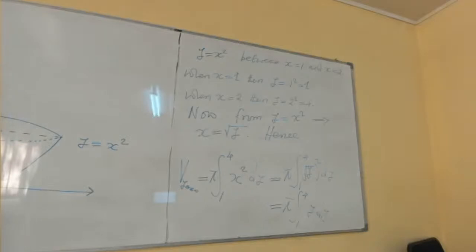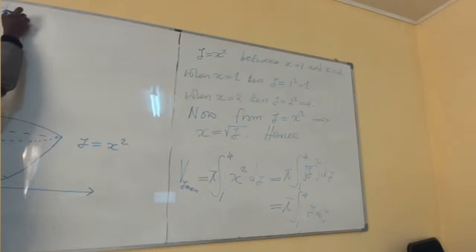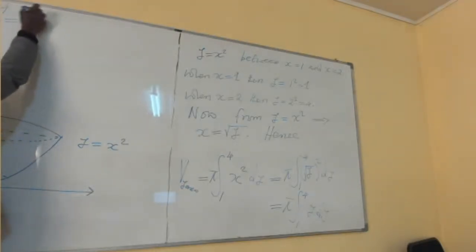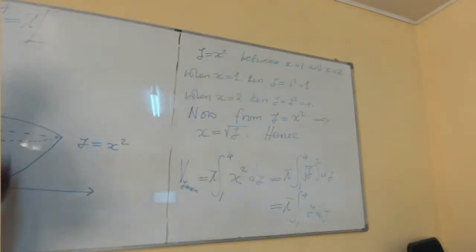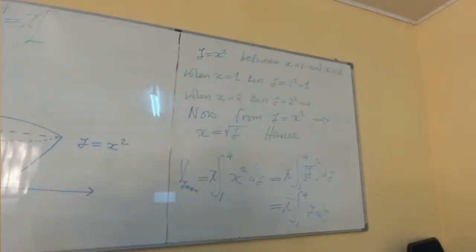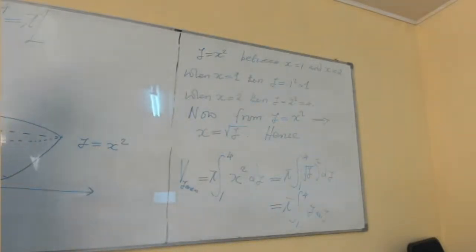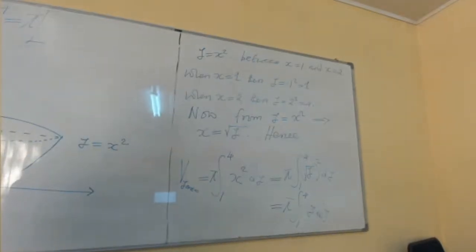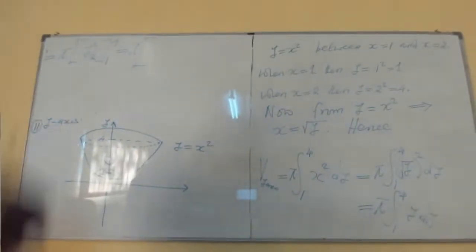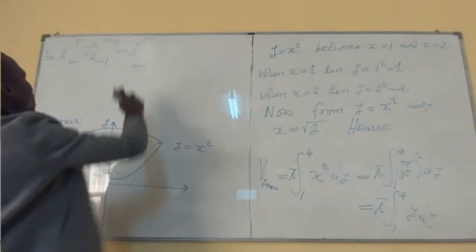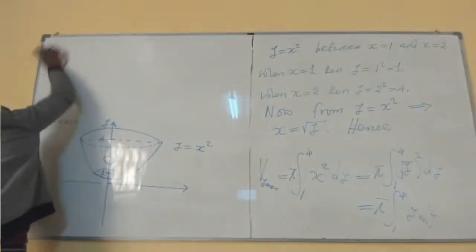times y squared over 2, with the limits from 1 to 4. Using the fundamental theorem of calculus, this is just equal to... okay, let me wrap this up a bit.